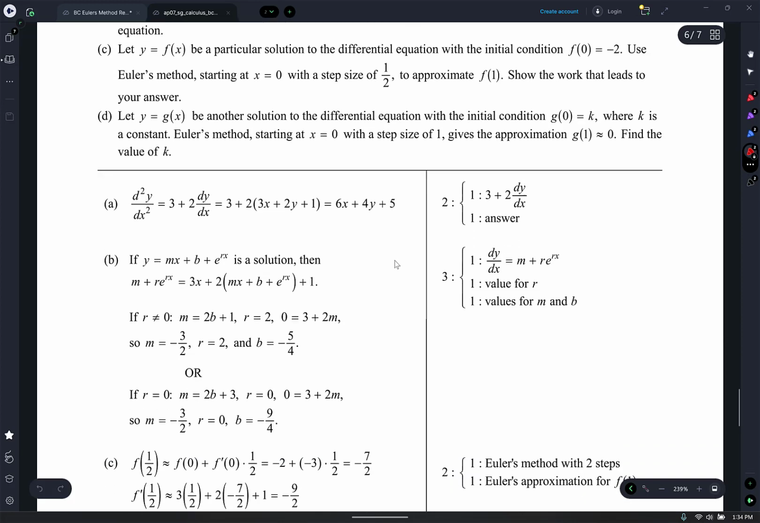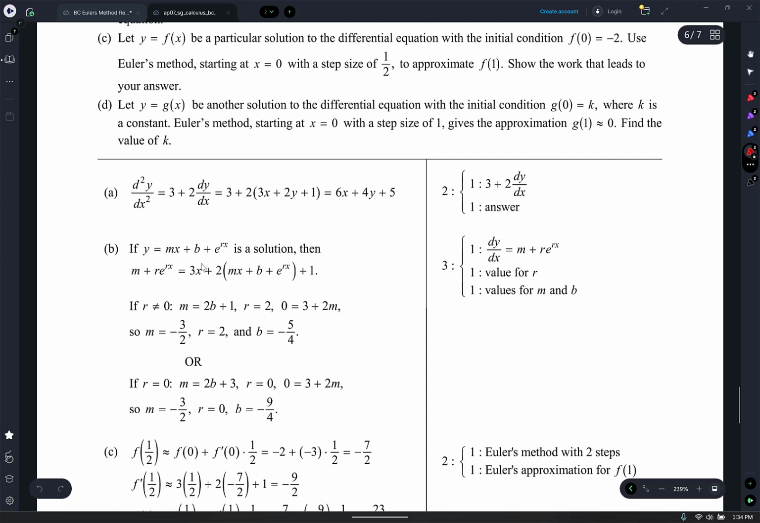Okay, letter B. Taking the derivative of y equals mx plus b plus e to the rx, you should get m plus re to the rx. We got that? The value of r is equal to the value of m, and b is 1 point. Does m equal negative 3/2? And does b equal negative 5/4? We got it. It says here or.